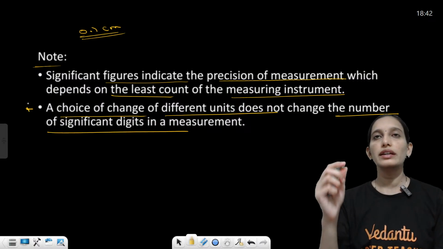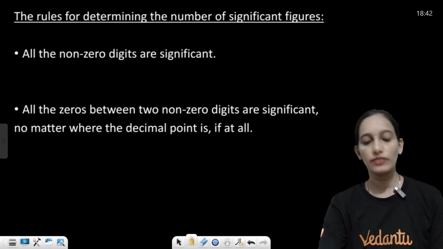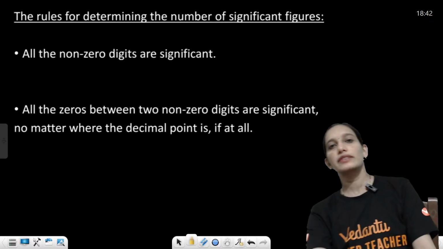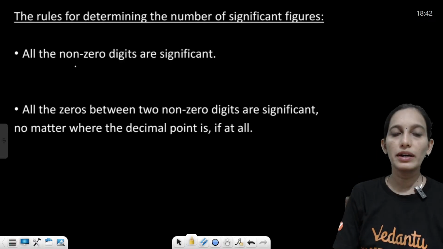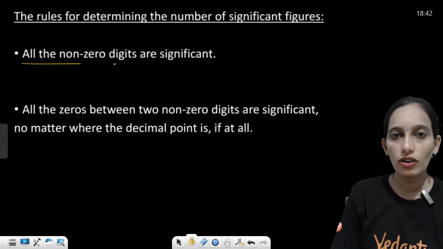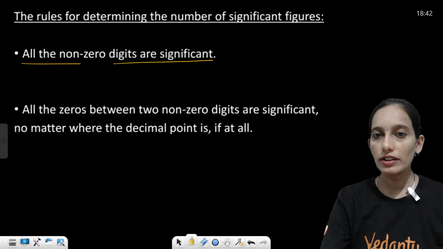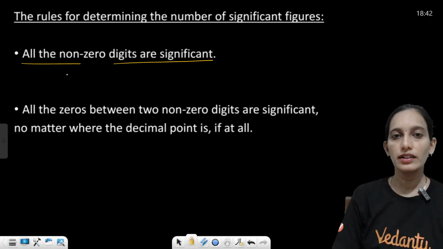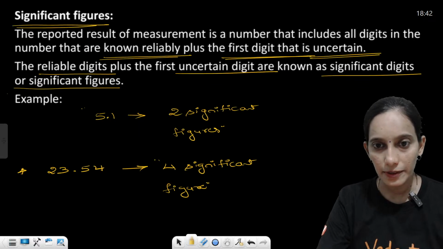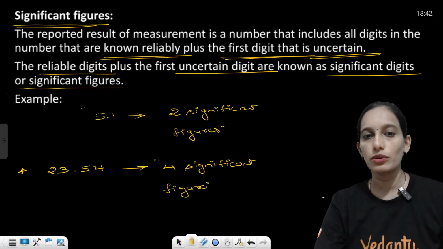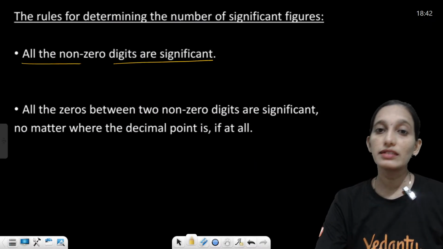That should be the thumb rule to set the rules for finding the significant figures. Here some rules are given, so let us quickly have a look one by one. The first one is that all the non-zero digits are significant. For example, previously we took 23.54. Here 2, 3, 5, 4 are all non-zero digits and hence all are significant.